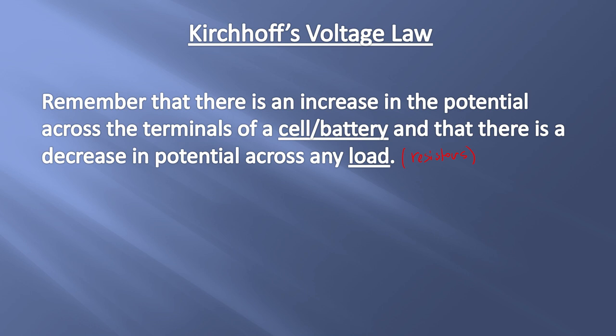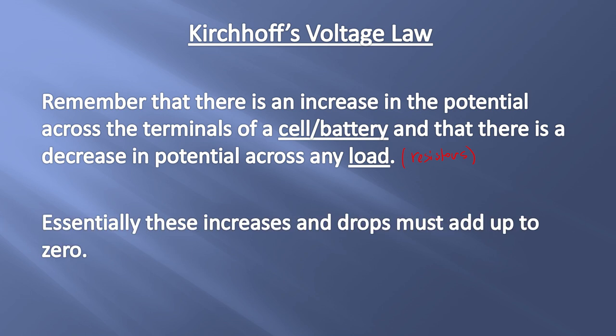But again, this could be a whole appliance that you connect to your circuit. So whenever you have any sort of load, the voltage will drop as that load uses up some of that energy. So essentially, these increases and drops must add up to zero. So again, all the changes that you have, all the voltages still have to add up to the total. And again, because of the rounding, when you're checking your work, sometimes you might have slight discrepancies, might be off by a few decimals or hundredths. So again, just keep that in mind when you're actually doing the math. Sometimes you might have some discrepancy just because of rounding, because of sig figs.